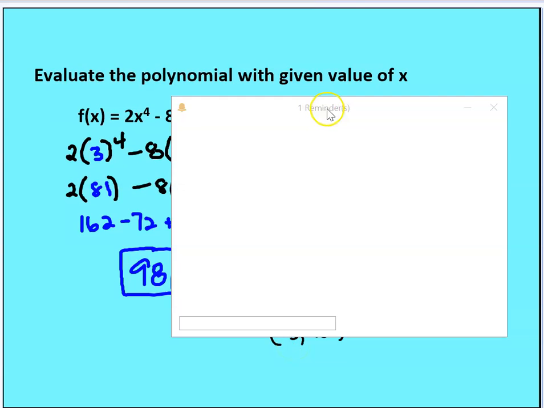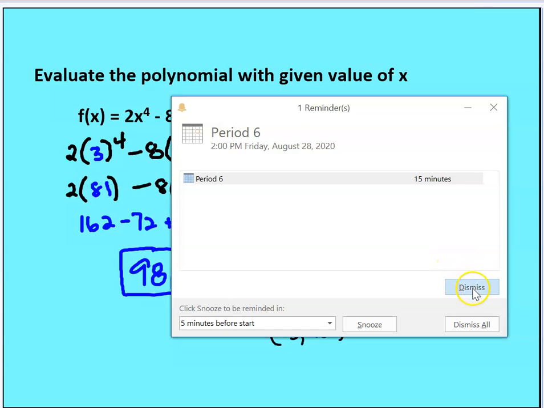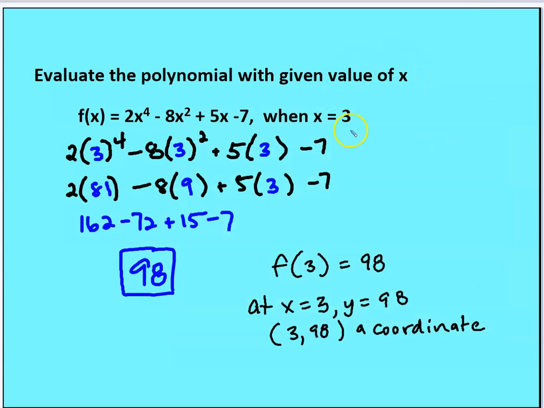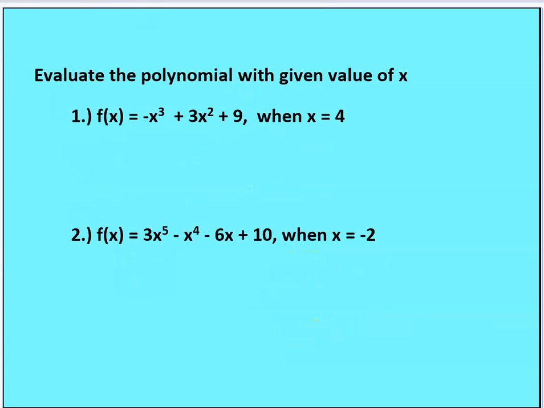All right, so that's what we just did. When we're evaluating a given number, what we're doing is we're finding the value of y, given that value for x. And ultimately what we're finding is the coordinate for that function. All right, so you want to evaluate the polynomial with a given value of x. So please take a moment to do this. I'm going to give you the answers, then I'm going to give you some classwork to do. So you can pause here, do the work, and then I'm going to show you your answers.